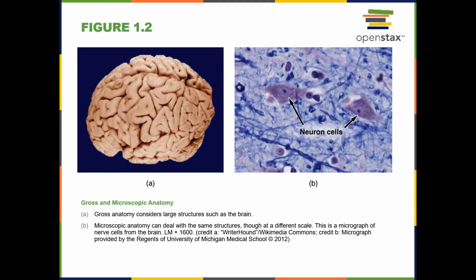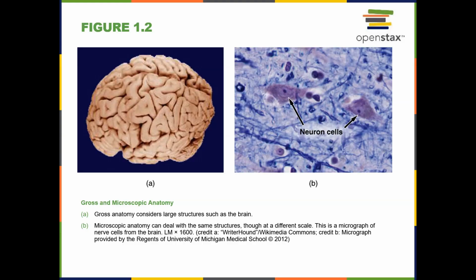And we could also study microscopic anatomy of the nervous system. We could slice the brain and look at it under a microscope. Microscopic anatomy is the study of small structures that cannot be seen with the naked eye, that we can only study with magnification. Here in the image, we can see neuron cells, the cells that are important for signaling, sending communication rapidly through the nervous system.